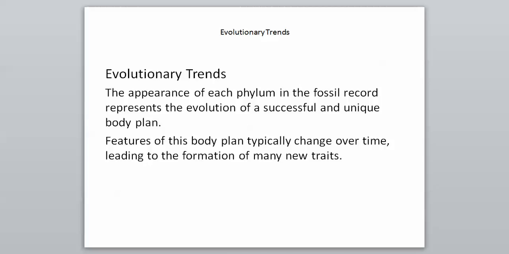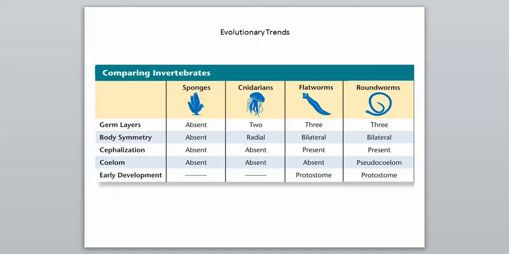And then, again, this next part, just kind of repeating myself, is that features of this body plan typically change over time, leading to the formation of many new traits. So remember, our sponges, being our very first group, really didn't have a whole lot of specialized traits compared to our last group with our arthropods, insects, mollusks, starfish, things like that. There's been a lot of change over time. So they all had an original ancestor, but over time they developed new traits and became more advanced. And then we can look exactly at the different traits that each one of our groups is going to have.